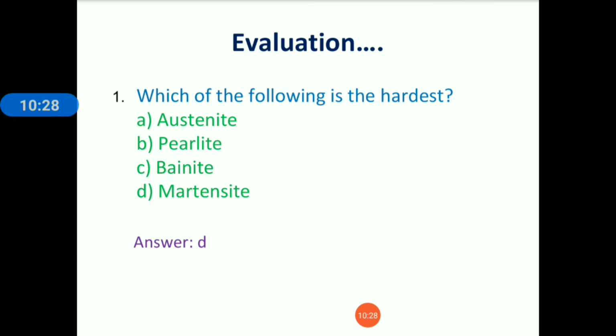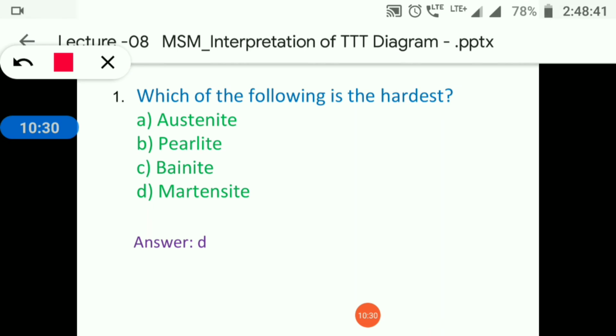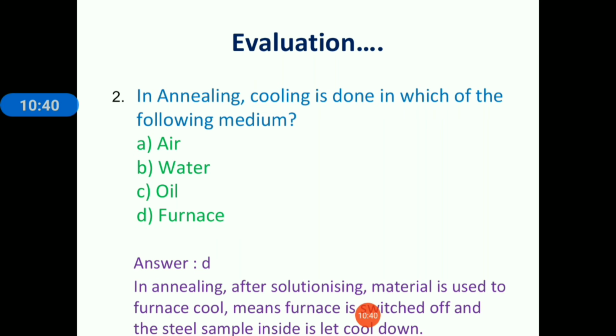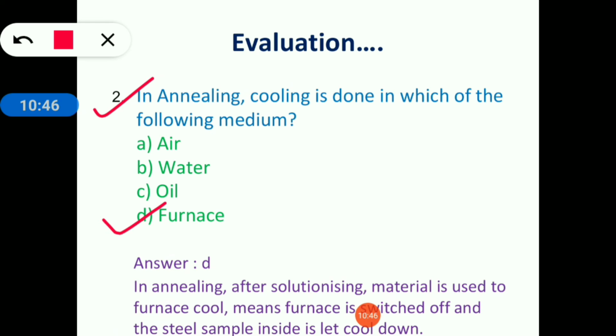Okay, now evolution. Which of the following is the hardest? So obviously, as I told you, martensite is the hardest microstructure of steel. In annealing, cooling is done in which of the following media? So the answer is D, furnace.